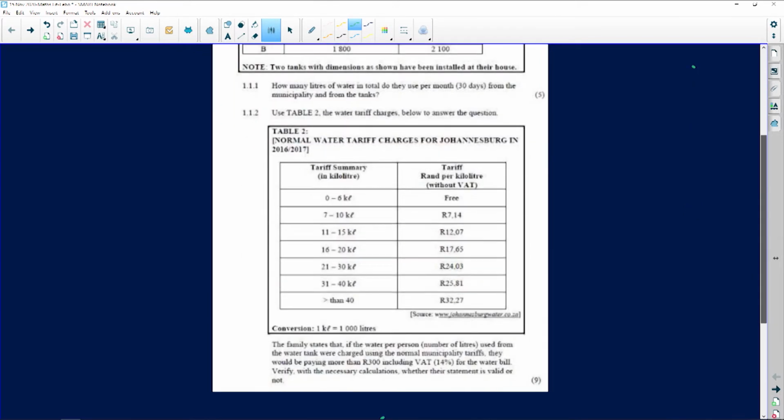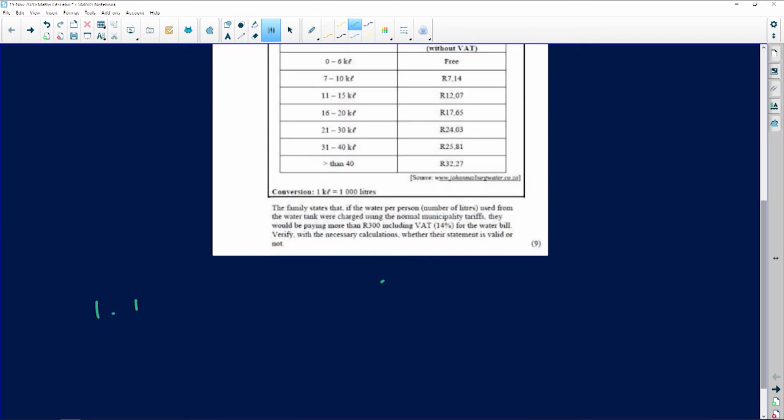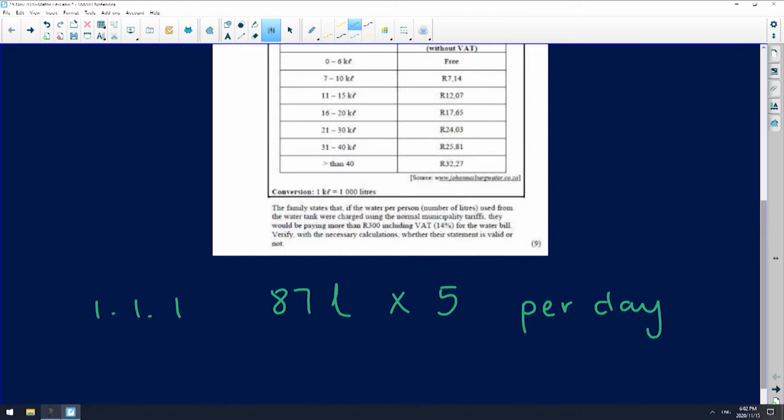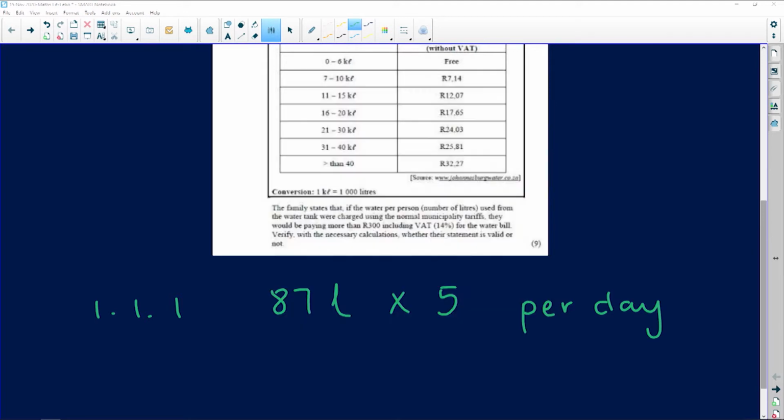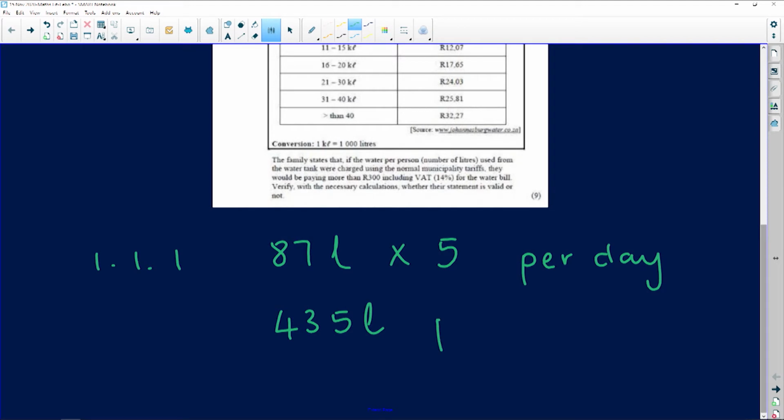So let's calculate for the municipality. Okay, that is 1.1.1. So we know that from the municipality, it's going to be 87 liters times 5 people. But now we want it for 30 days. And this is 5 people per day, okay? So let's go and look at that. 87 liters times 5 people per day, it's going to be 435. So that's 435 liters for the whole family. Okay, this is per day for the whole family.